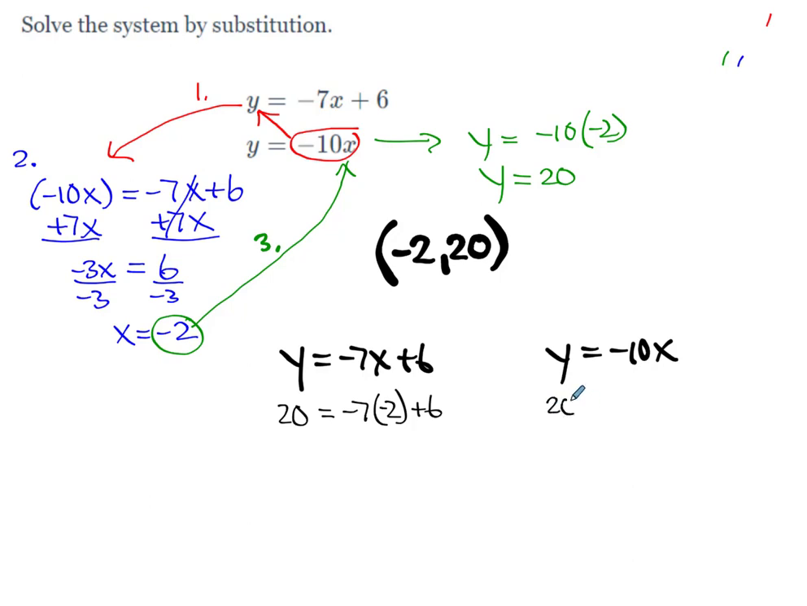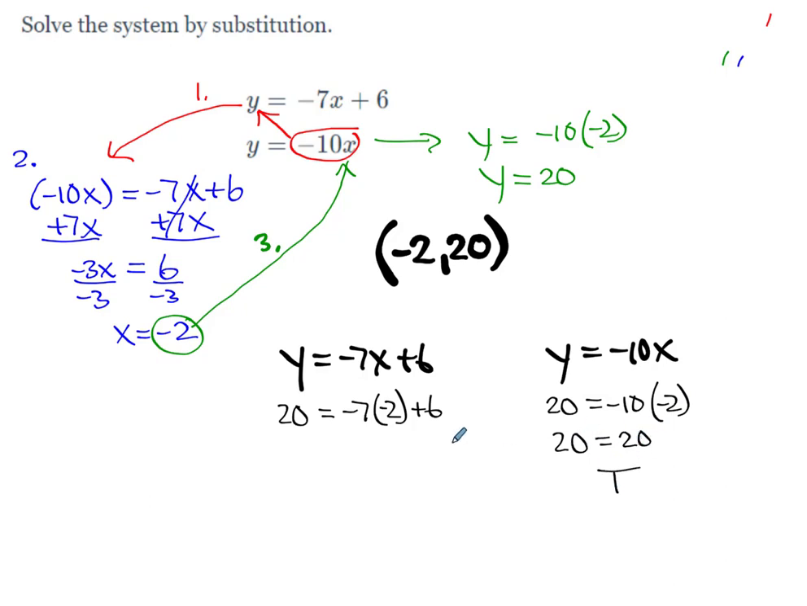So I now have 20 is equal to negative 10. In goes negative 2 for x. Now watch this. I'm going to do the equation on the right because it's easier. So 20 is equal to 20 because negative 10 times negative 2 is positive 20. And that's true. So that's good.